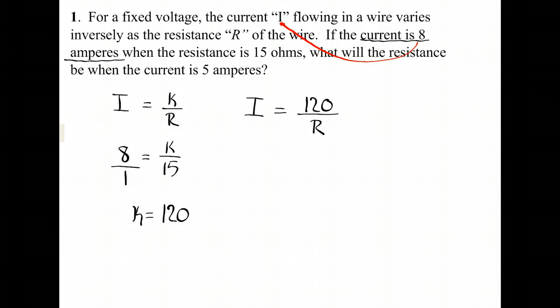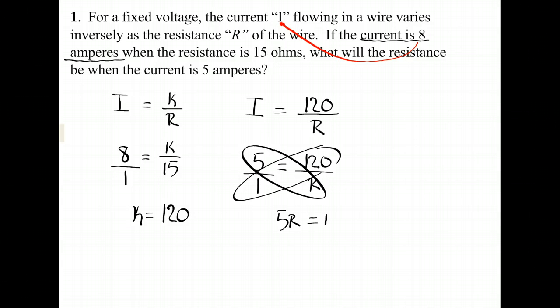And then the question finally asks, what is the resistance when the current is 5 amps? So if the current is 5 amps, then what is the resistance? That's your missing variable R. And so again, what 120 divided by what number is 5, or you could use your cross products and set up an equation. 5 times R is equal to 120 times 1, which means we have a resistance of, dividing both sides by 5, 24 ohms. All right, so there's question number 1.